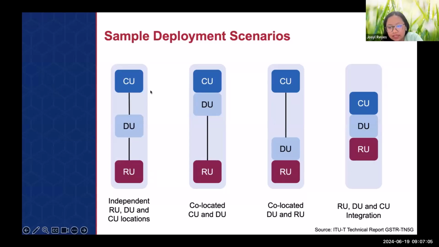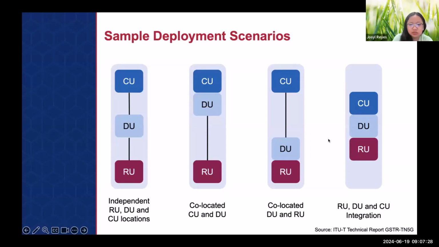Then lastly, we have the RU-DU-CU integration. The front-haul and mid-haul interfaces are very short. And then, of course, there should be a long backhaul interface towards the core network. In this case, the typical use case is small cells and hotspot areas.